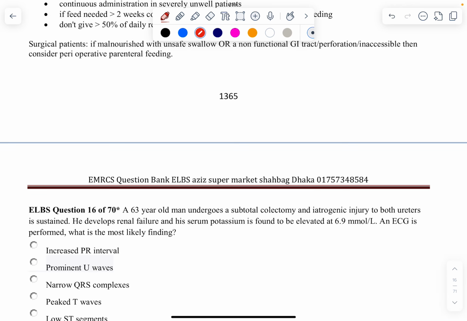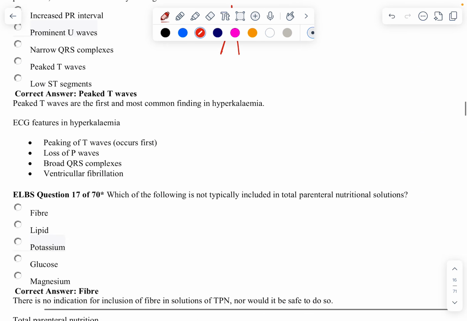A 63-year-old man undergoes subtotal colectomy and iatrogenic injury to both ureters. Sustained renal failure. Potassium is found to be elevated, 6.5, and on ECG, what is most likely? When there is high potassium, there are peaked T waves.